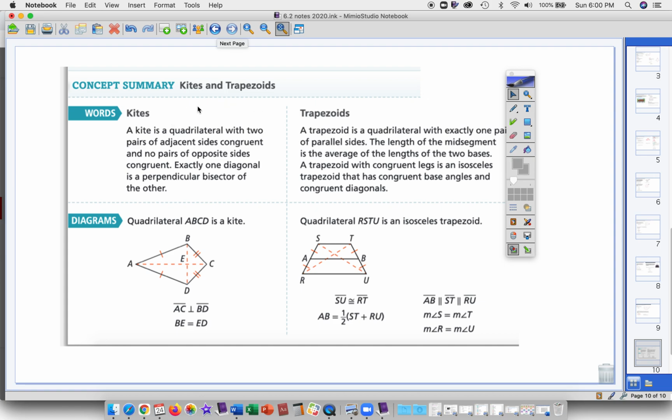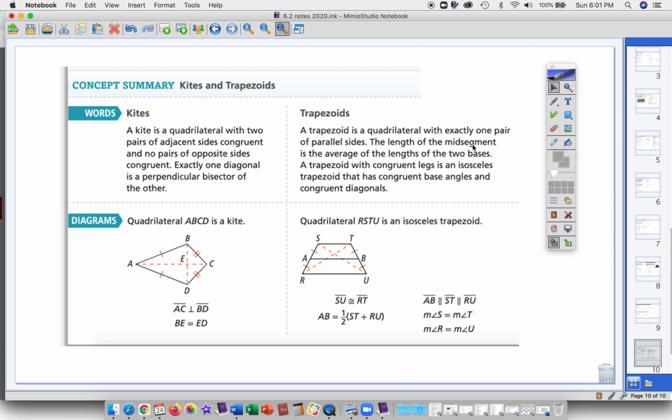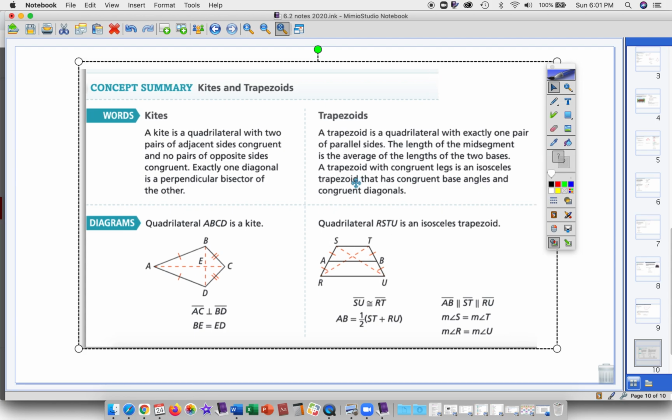So for our concept summary, remember that a kite is a quadrilateral with 2 pairs of adjacent sides that are congruent and no pairs of opposite sides that are congruent. Exactly one diagonal is the perpendicular bisector of the other. For the trapezoid, we have exactly 1 pair of parallel sides. The length of the midsegment is the average of the lengths of the 2 bases. A trapezoid with congruent legs is isosceles. So we have not only congruent legs, but also congruent base angles and congruent diagonals.